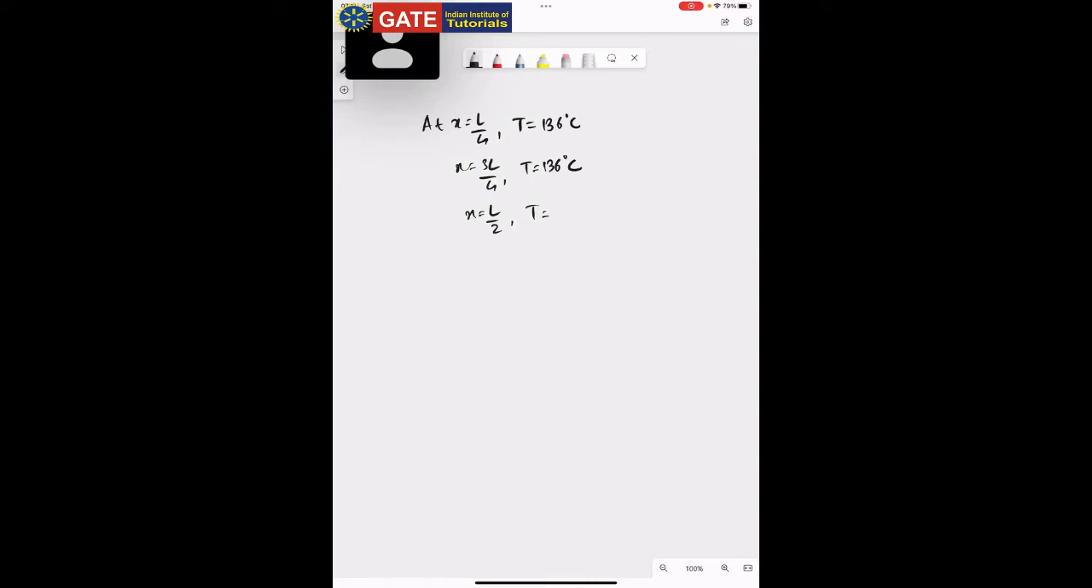141.3. Right, 141.3. So that is the temperature at the mid-plane. And you have to find out the temperature gradient at the mid plane and the quarter plane, that is dT by dx at x equal to L by 2 and L by 4.